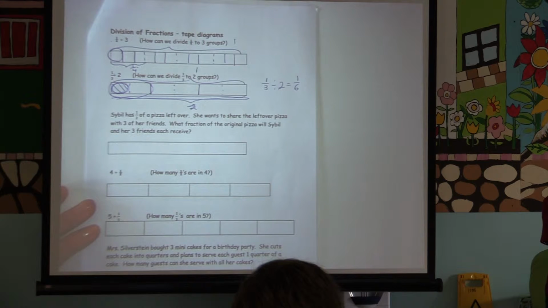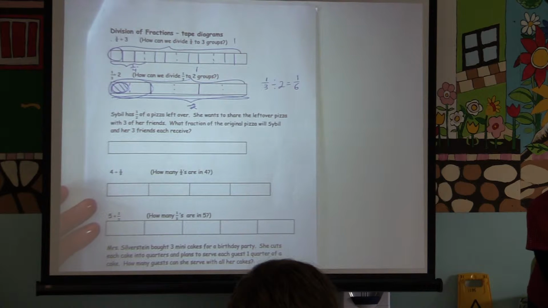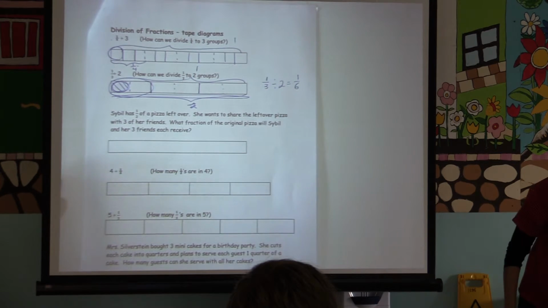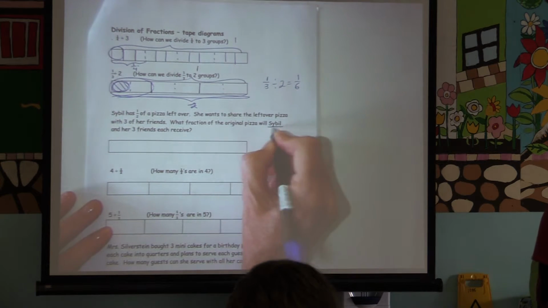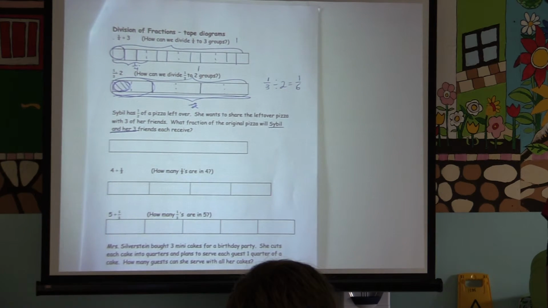Sybil has half a pizza left over. She wants to share the leftover pizza with 3 of her friends. What fraction of the original pizza will Sybil and her 3 friends get? With the students, I would make them read this real carefully. I'm going to be nice with you. It is Sybil and her 3 friends.